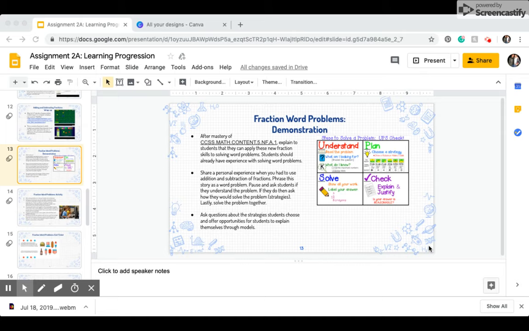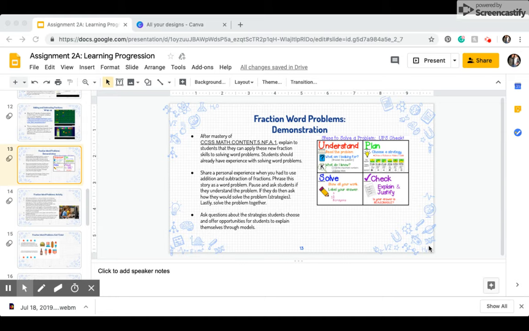After students have mastered the skills in 5.NF.A.1, you move on to 5.NF.A.2, which is the same exact skills, but a little bit expanded because you're looking at these skills in the form of a word problem instead of just a standard equation. So explain to your students that they are going to apply the same exact skills, just a little bit differently.